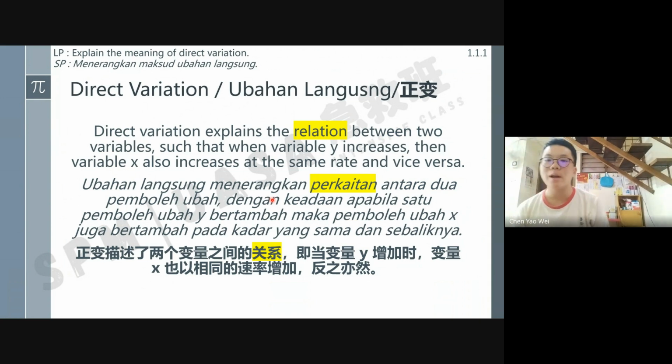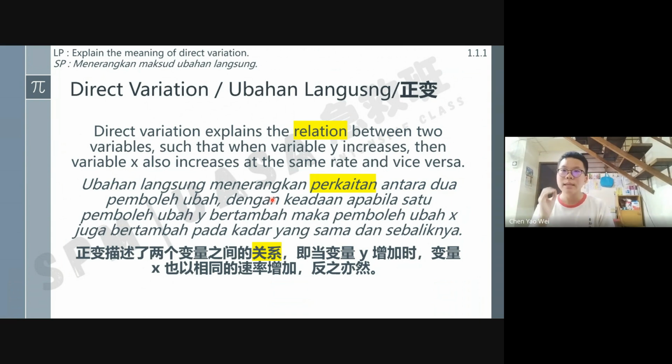It means that when two variables happen at the same time, they also move in the same direction. They go up together, they go down together. It is not that one goes up and one goes down. This is called direct variation.